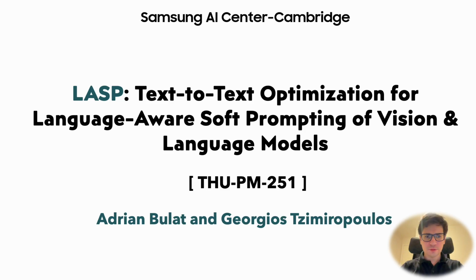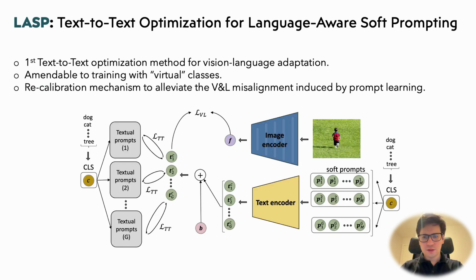LASP, text-to-text optimization for language-aware soft prompting of vision and language models. In this work, we propose a novel text-to-text optimization method for few-shot vision language adaptation that alleviates the overfitting to seen classes problem, preserving and improving upon CLIP's zero-shot accuracy.